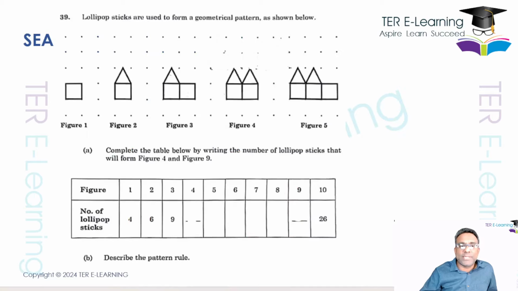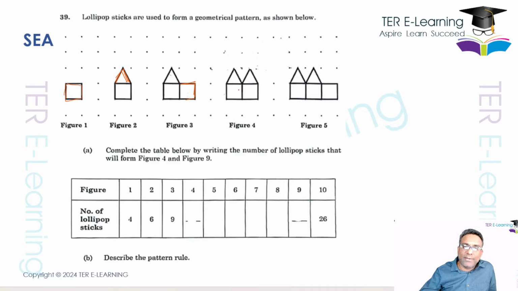Question 39, we have lollipop sticks used to form a geometrical pattern as shown. Complete the table below by writing the number of lollipop sticks that will form in figure 4 and figure 9. So in this question here, if you look to see what the pattern is, they started off with what looks like a square, and then they used 2 lollipop sticks at the top here to make that peak here. Then when they got figure 2, they added 3 lollipop sticks to the right hand side.